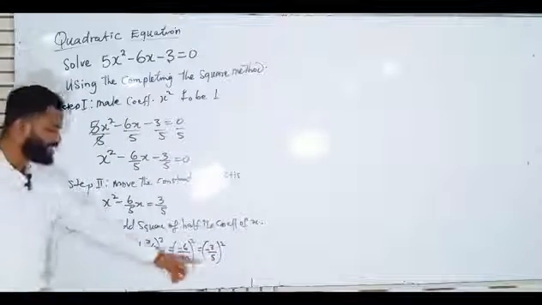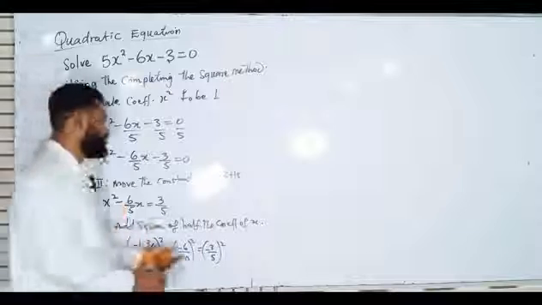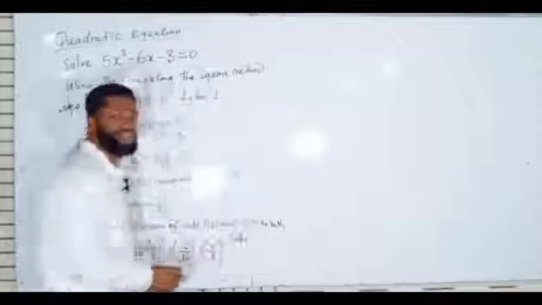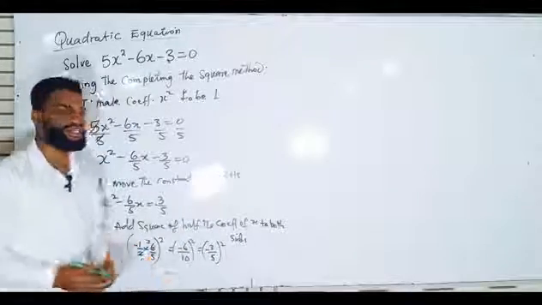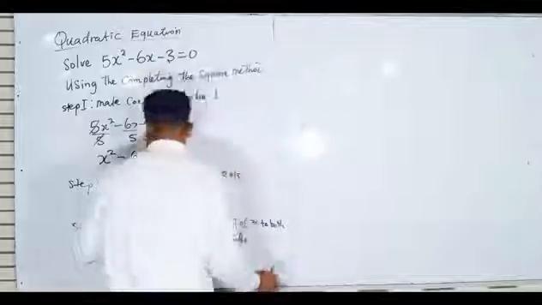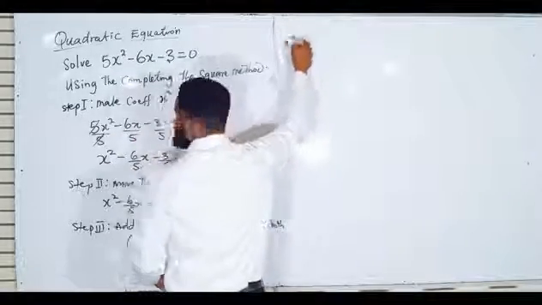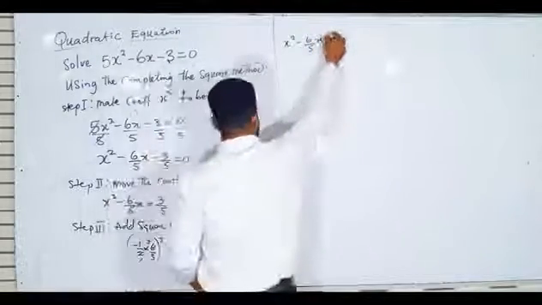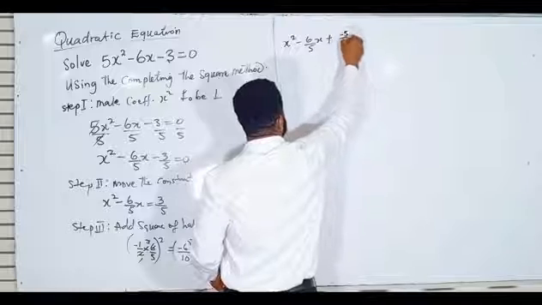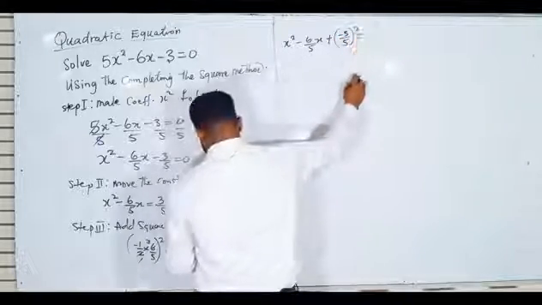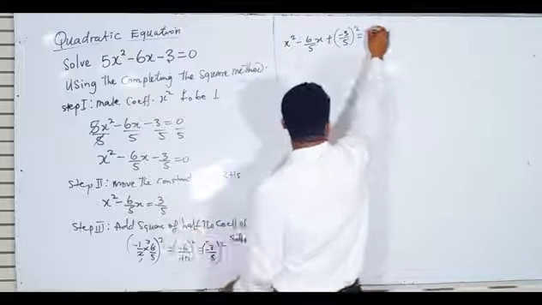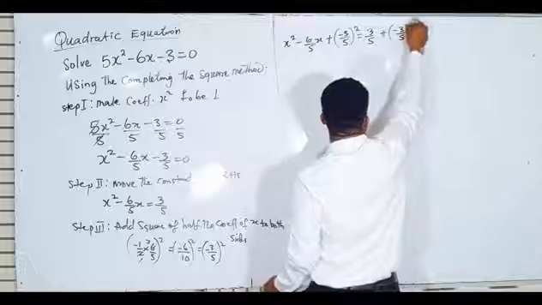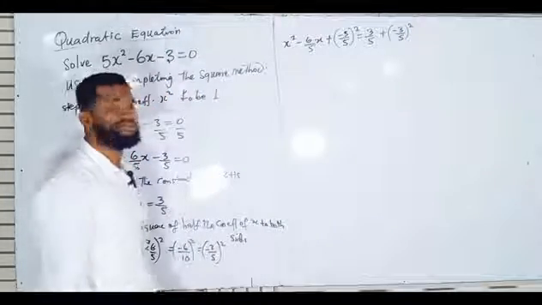Now I'm going to add this to both sides of the equation. So when I add this to both sides, we take it to the next step. I'm going to have x squared minus 6x over 5 plus minus 3 over 5 all squared is equal to 3 over 5 plus minus 3 over 5 all squared. So I've added minus 3 over 5 all squared to both sides of the equation.